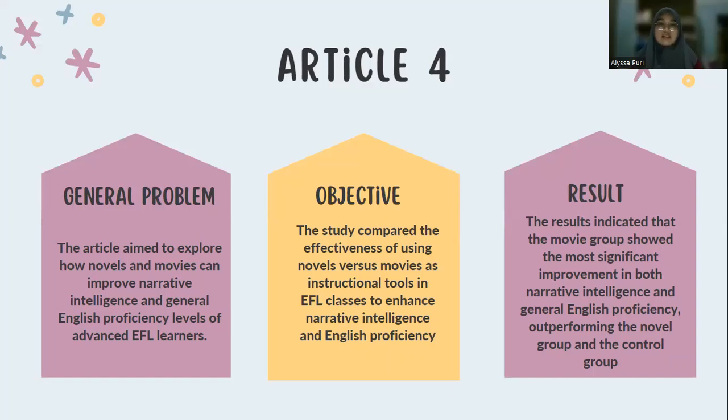And the result of Article 4 is that the results indicate that the movie group showed the most significant improvement in both narrative intelligence and general English proficiency, outperforming the novel group and the control group. So basically, the most significant improvement is that the movie group. So in conclusion, the movie group is the strongest one.